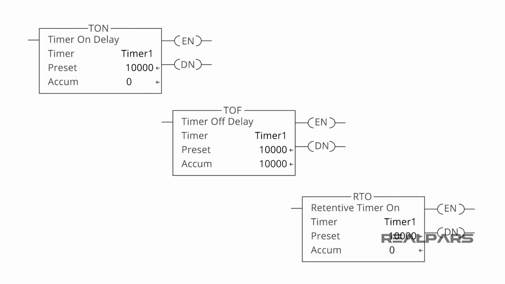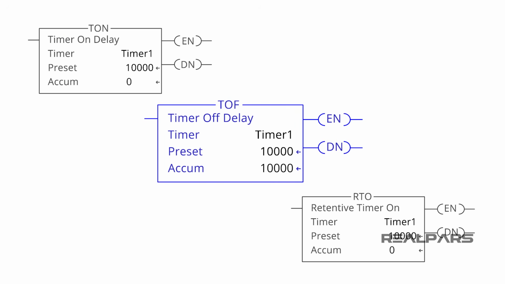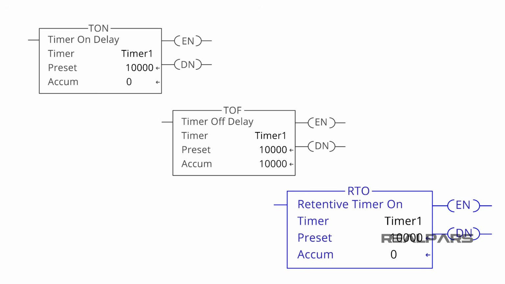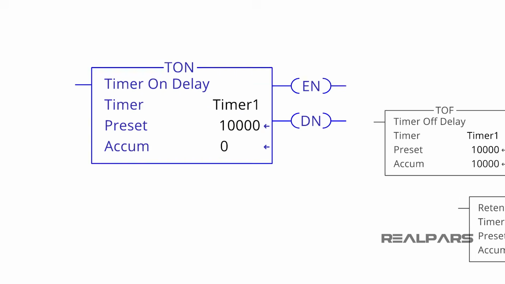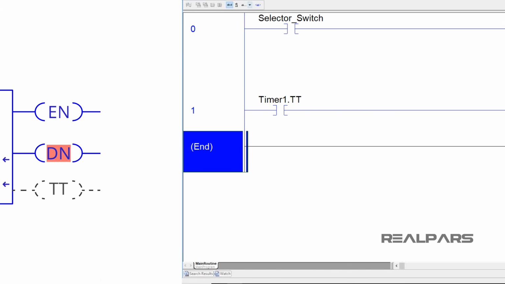There are three main types of PLC timers: the on-delay timer, the off-delay timer, and the retentive on-delay timer. All of these PLC timers have a timer file name, a preset value, an accumulated value, a timer-enabled bit, a timer timing bit, and a timer done bit.